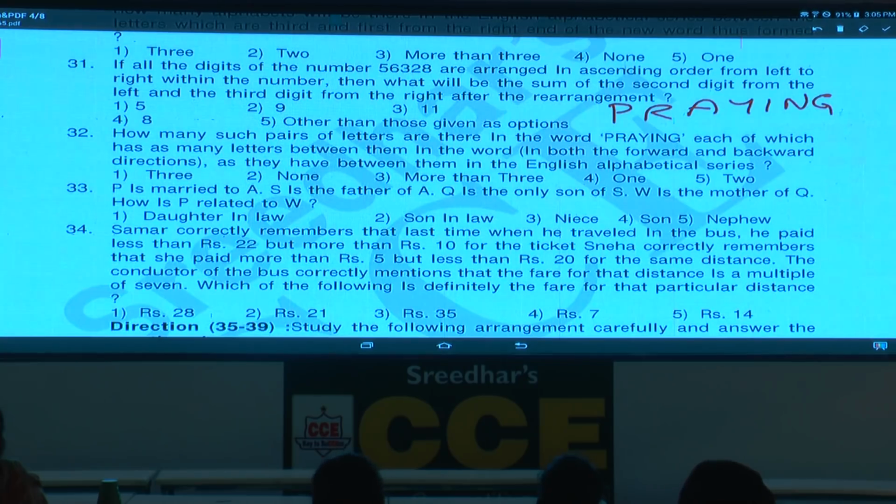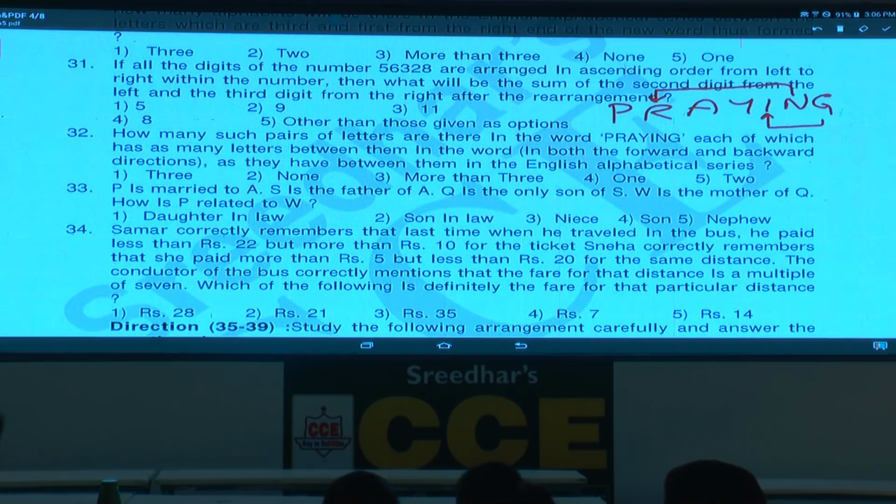Then again from the right to left, G, H, I. Between G and I, there is one letter in this word. In the alphabetical sequence also there will be only one letter. G, H, I, J, K, L, M, N, O, P, Q, R. Now here between N and R.